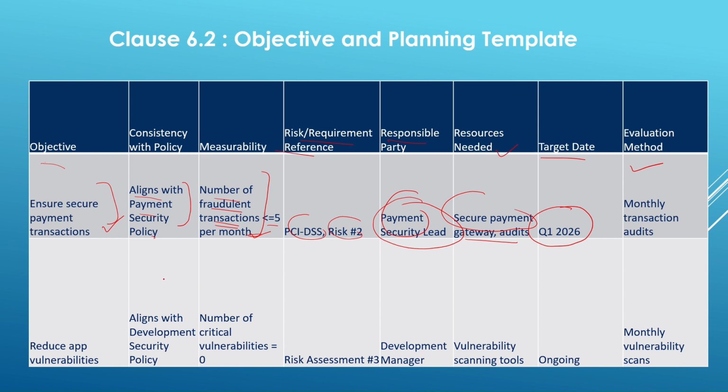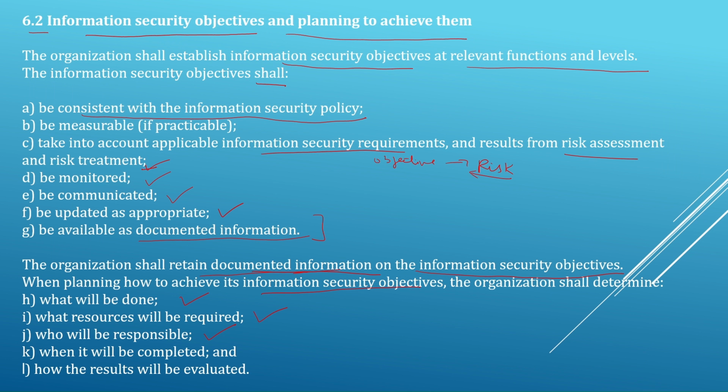See, we have put right what will be done, who will be responsible, what resources are required, when it will be completed, and how the results will be evaluated. All these things should be documented in the information security objectives and planning template. I hope this is very clear now.